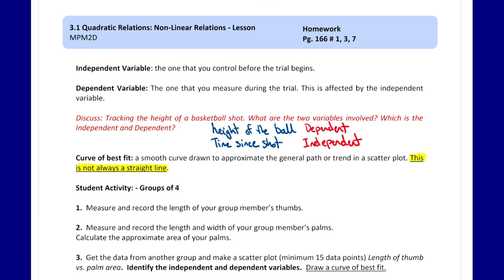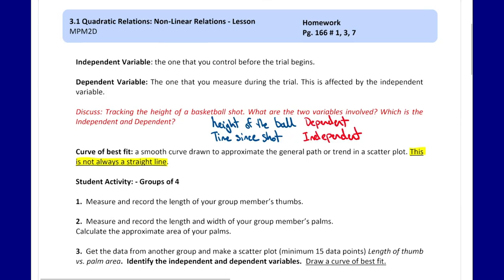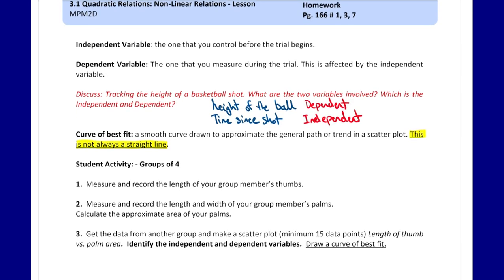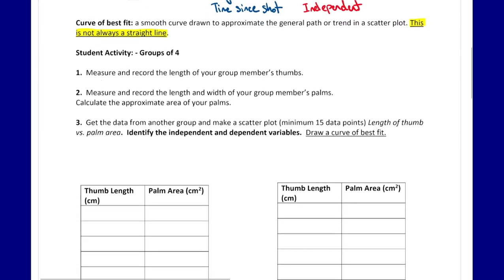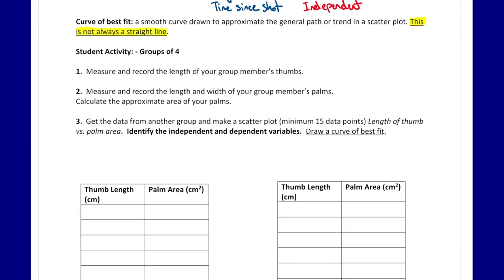So what you're going to do, and we did this investigation in class, is measure and record the length of group members or other students. You're going to measure their thumb length, and then measure and record the length and width of their palm to calculate the approximate area. Try to get enough data points, a minimum of 15, and draw a curve of best fit. We want to identify the independent and dependent variables.